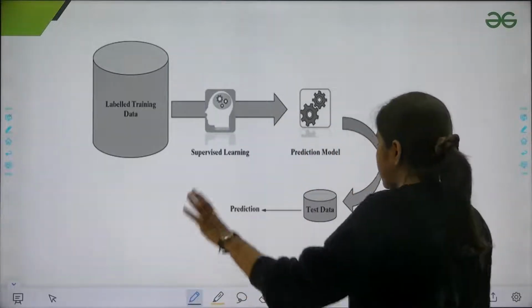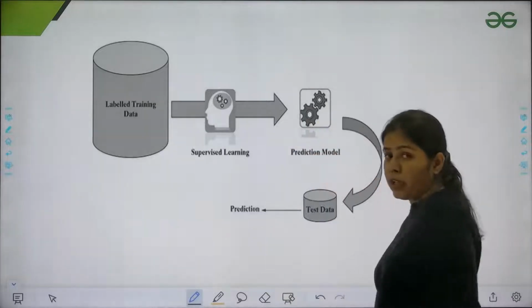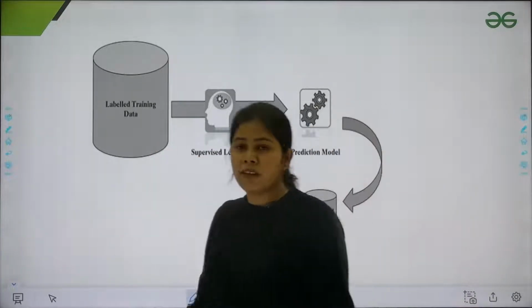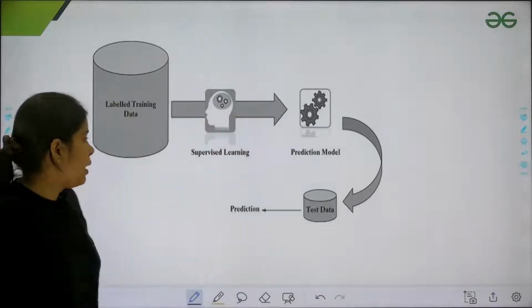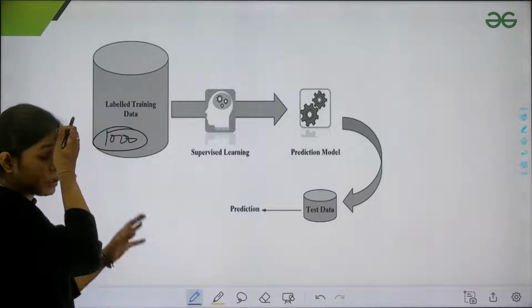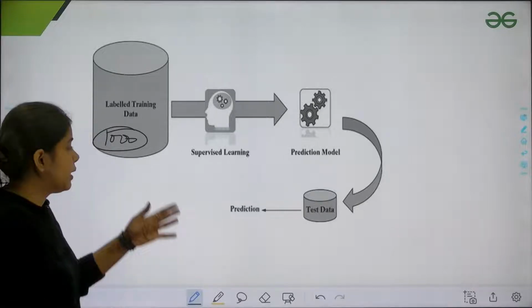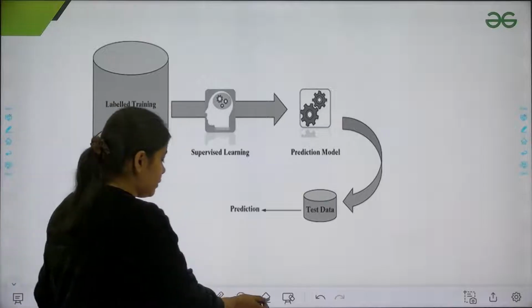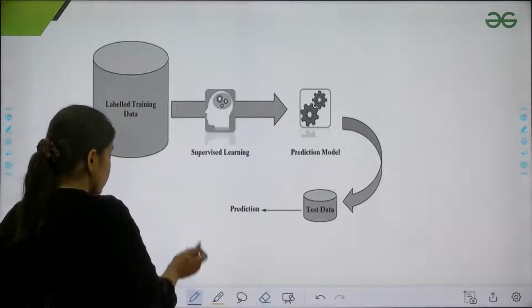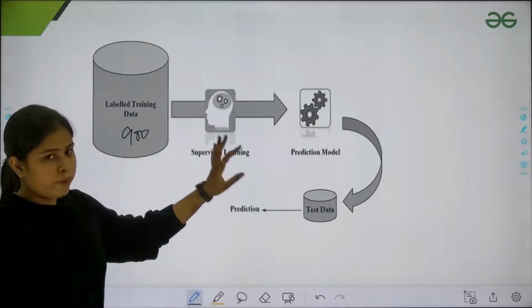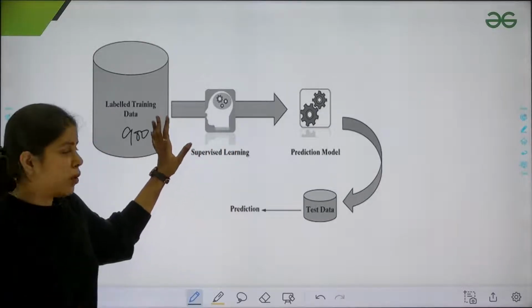So that is basically how we work on any supervised learning model. What would we do? We'll have labeled training data. Let's suppose we have 1,000 points in my data. What would I do? I'll use my training data. Out of this data, I'll use only 900 points, right? Then I'll work on my algorithm and develop my model.